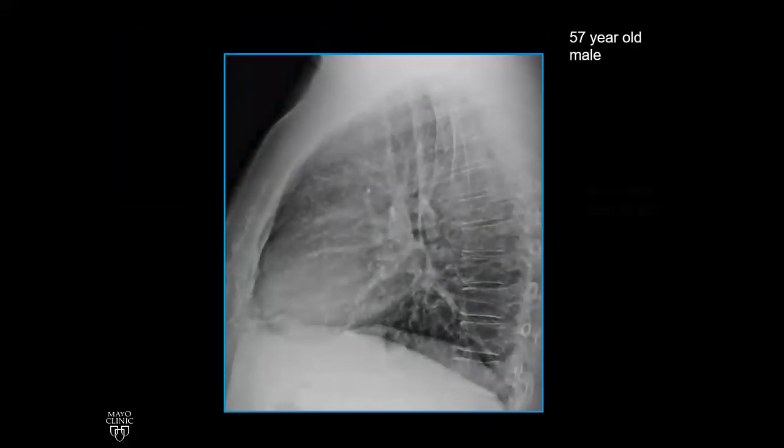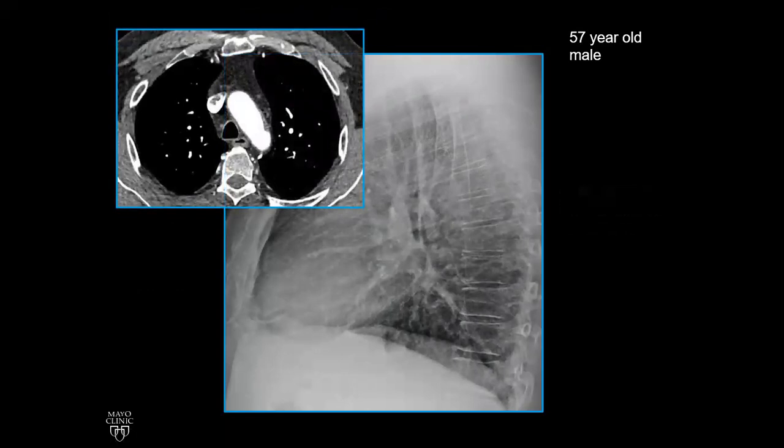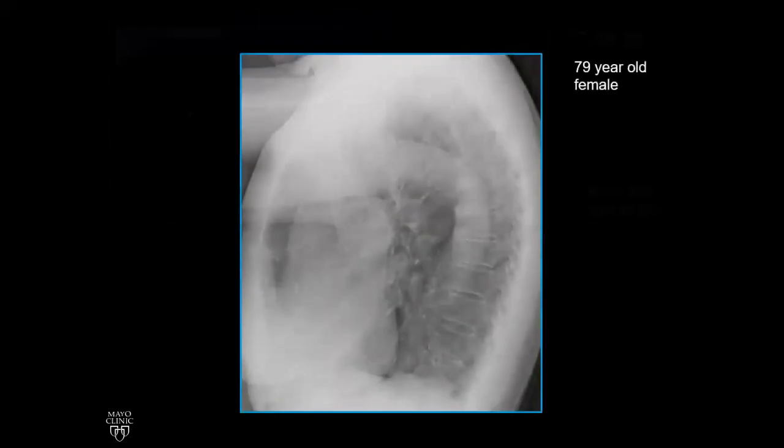A different patient, 57-year-old male, we see a line here, a clear, sharp line posterior to the trachea, and the reason is because this person's trachea is offset slightly to the right, and this little piece of lung sort of invaginates back there, and that's why you get a line on the lateral radiograph. Okay, here's a different patient, 79-year-old female. Here you can see the trachea, you see it there, and it's bowed anteriorly.